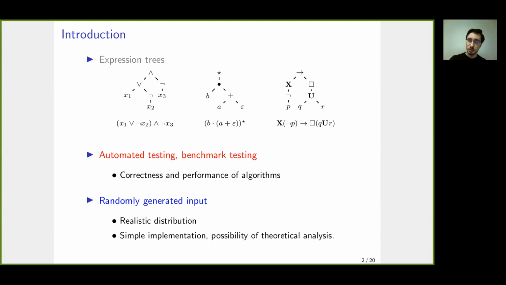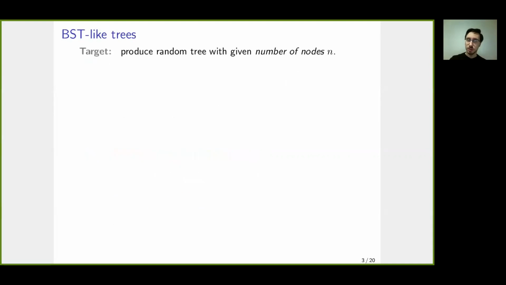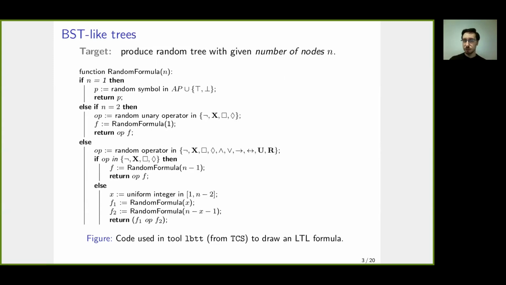In this work, we'll be considering the case of BST-like trees. In BST-like trees, we fix a target number of nodes for the tree. For us, the size is going to be the number of nodes, that's internal nodes plus leaves. And to present the algorithm, I'm going to give this pseudocode that appears in a tool for LTL formula.